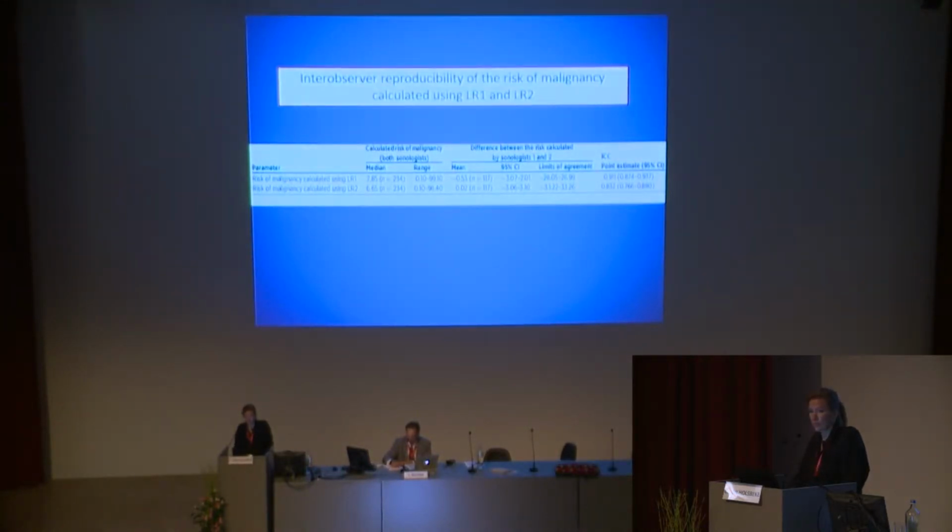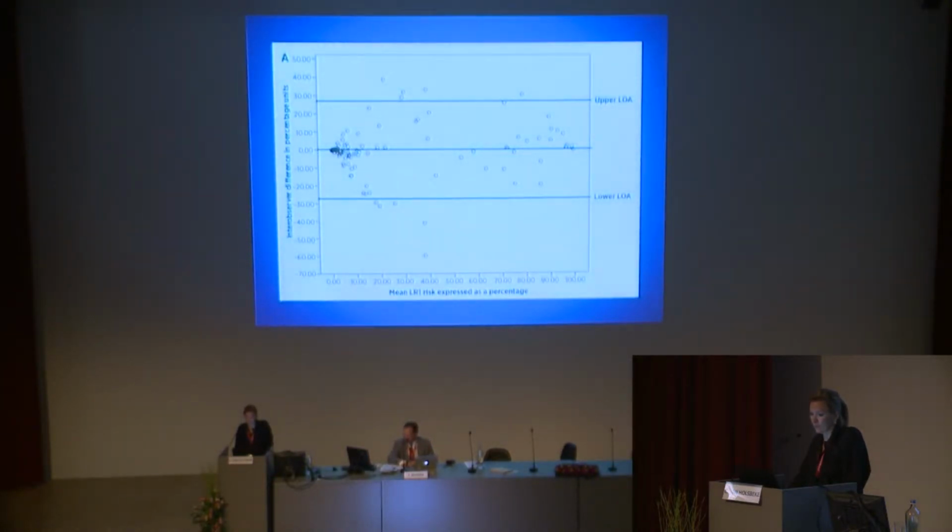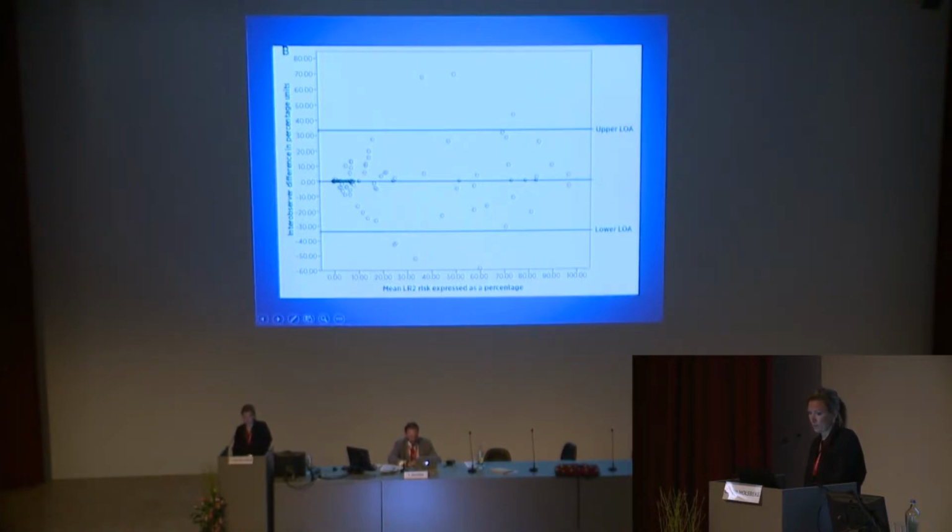This table shows us the inter-observer reproducibility when calculating the risk of malignancy by using LR1 and LR2 by the two experts. The conclusion is that when classifying tumors as benign or malignant by using LR1 or LR2, the inter-observer agreement was good for both models. Here you see the inter-observer differences for both experts in relation to the risk of malignancy percentage when using LR1, and you see that there's a good agreement in the low risks and in the high risks. The same is true for LR2: a good agreement in the low risks and the high risks.